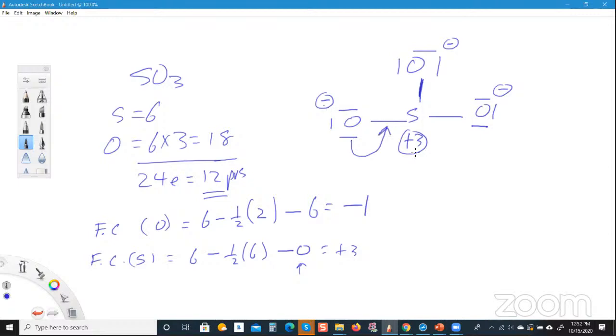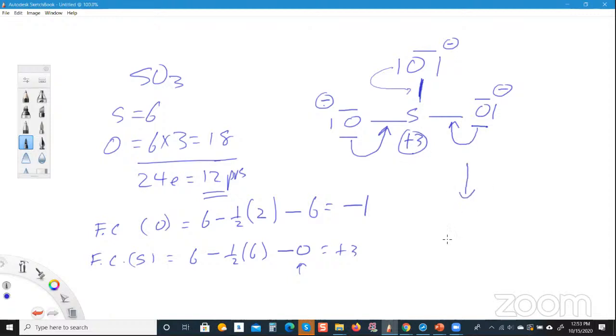So this negative charge will cancel out one of the 3 plus charges. This pair of electrons will go here. Same thing will happen. The negative charge will cancel out one of the 2 remaining plus charges. And therefore, this pair of electrons will go here, and that negative charge will cancel out the remaining plus charge here.